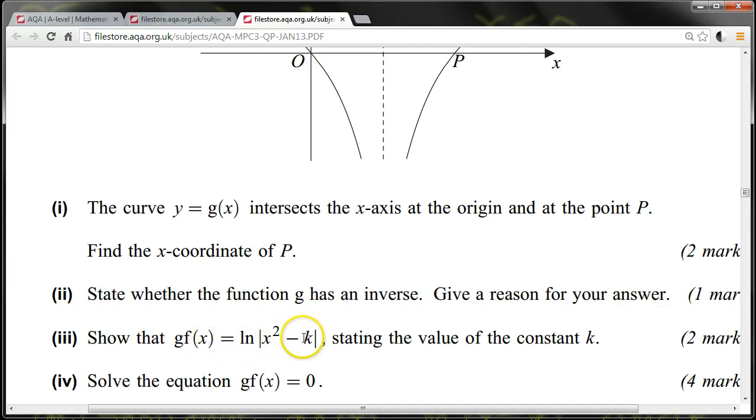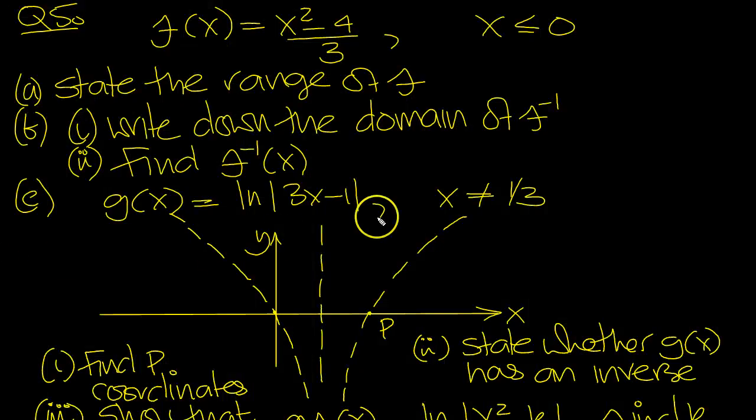Show that g of f of x is equal to this, stating the value of the constant k. And solve the equation g of f of x equals 0. So it's a terribly long question, so let's have a little go at it then.